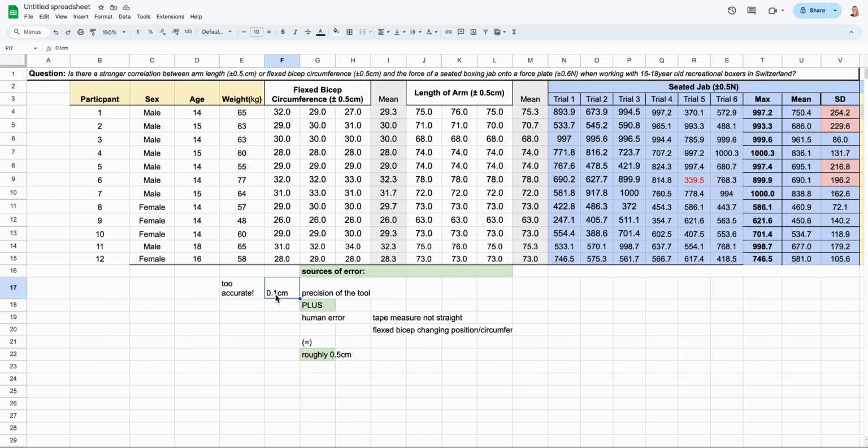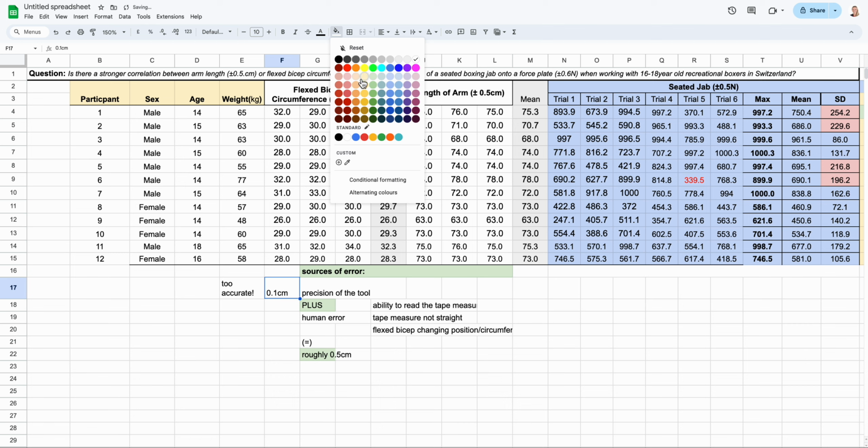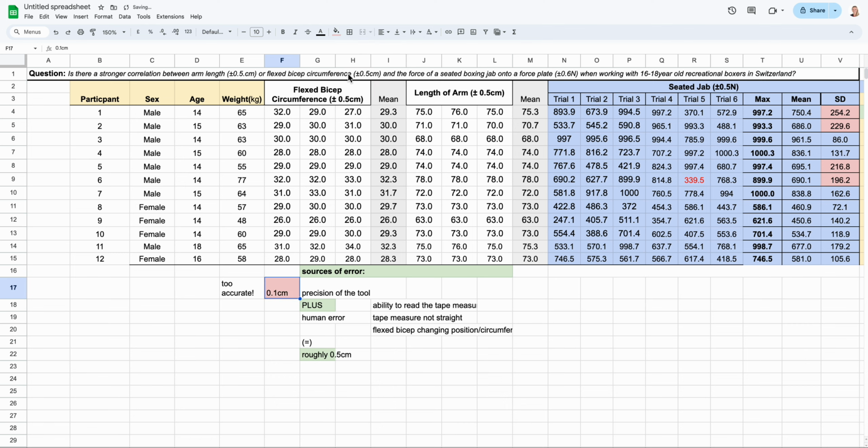However, we know that there are other things that contribute to the errors that we acquire. So for example, in this case, human error considered, maybe the participant is shifting around, maybe the tape measure's not straight because you're having to eyeball it. Maybe there's also things like your ability to read the tape measure precisely. So usually the tool's precision is nowhere near close to the source of error itself.